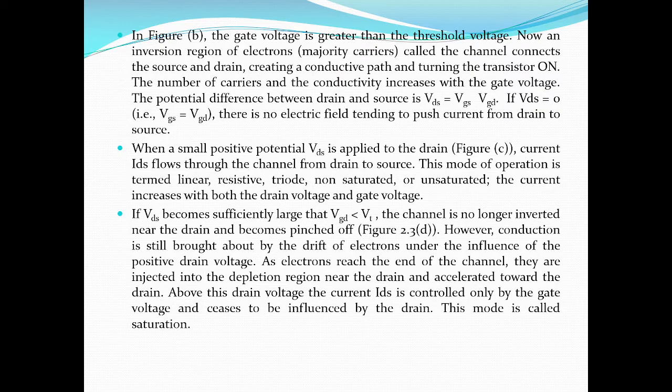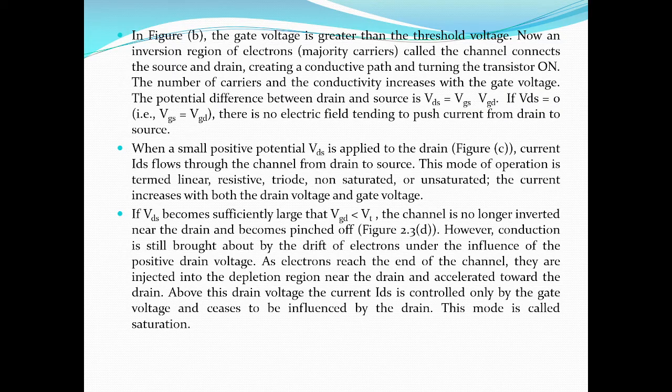If gate voltage is more, then we have more carriers, and so conductivity also increases. The potential difference between the drain and source is VDS, which is nothing but VGS minus VGD. If VDS equals 0, that is, both are the same, there is no electric field tending to push the current from drain to source.